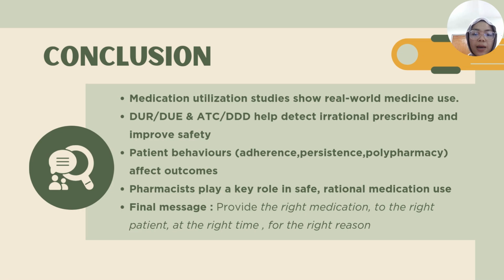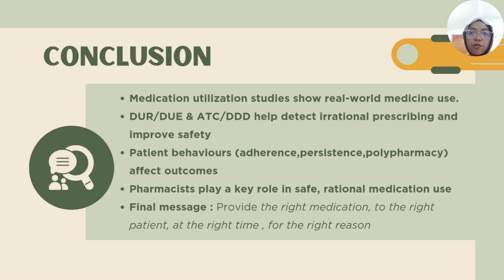So this system makes it easier to identify the overuse or underuse of certain drugs. But besides the system level data, we also need to look at the patient side. That's where adherence, persistence, and polypharmacy come in. So these behaviors tell us how patients are actually taking their medicines. Even the most effective medication won't work if the patient doesn't take it correctly or if they are taking too many medications at one time. So the big picture here is to make medication use safe and effective, we must look at both sides, the healthcare system and the patient behavior.